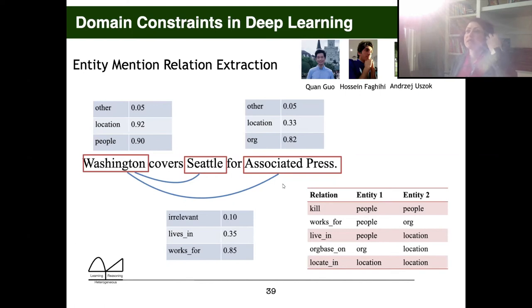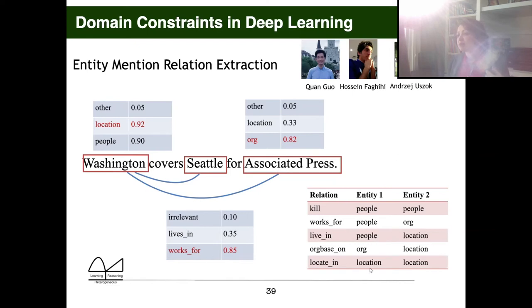I show you now a typical example that we usually use, entity mention and relation extraction. The problem is that you are given a sentence and you want to extract who are the people, locations, and organizations. If we, for example, use local classifiers, now they are deep learning models, these local classifiers might look at Washington and say, based on these probabilities, it is a location. Okay, it makes sense. But then this classifier says this is Associated Press, an organization. And then this one, work for, says the relationship between Washington and Associated Press is work for.